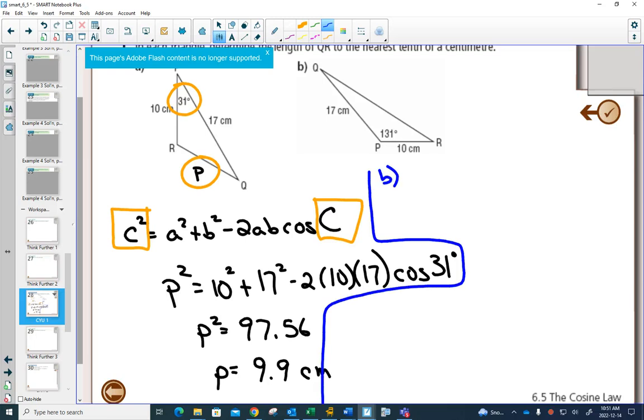So let's look at B. We want to find QR. That again would be opposite of P. Same thing happening here. I'll let you solve that one on your own. As far as questions for practice, you can do 3, 4, and 6.